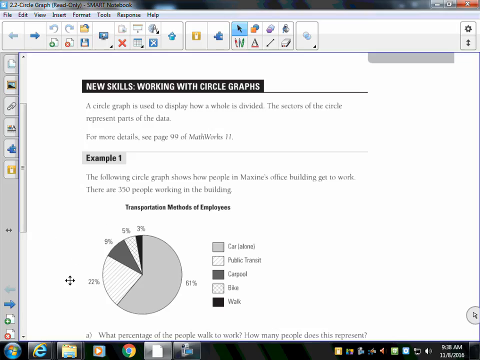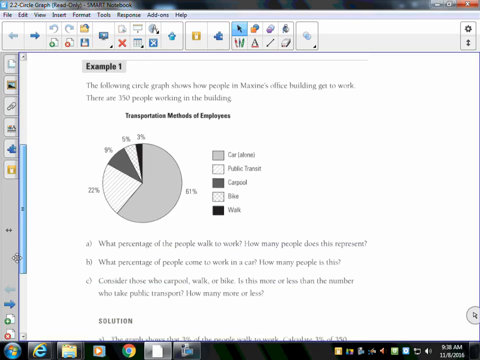So if we look at our first example, the following circle shows how many people in Maxine's office building get to work. There are 350 people in the building. So 61% drive in a car. These straight lines, that's public transportation, 22%. Dark gray, carpooling, 9%. Cross-hatching, bike, 5%. And black, 3% walk. What percentage of people walk? 3%. How do we actually figure out how many people that is?